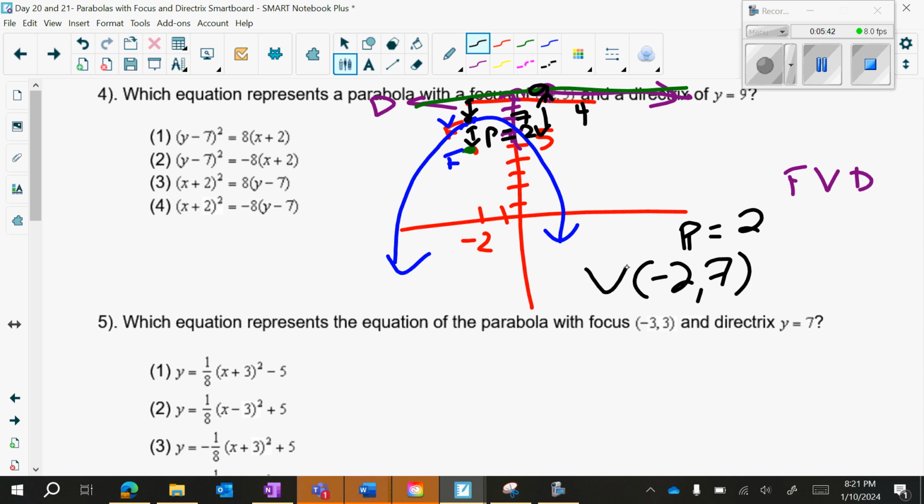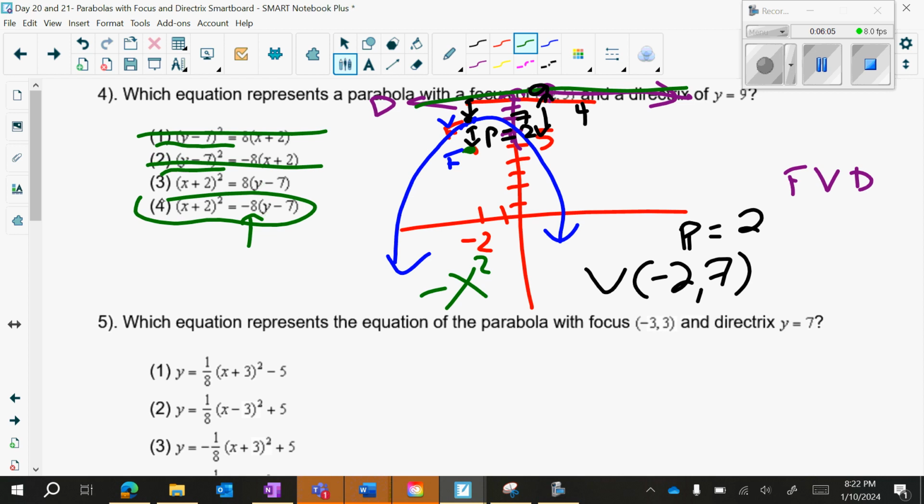Okay, now is it x squared or y squared? x is squared, but it's going down, so it's going to be negative x squared because it's opening downward. Look at choice 1. You see how it says y squared? These are out because y is squared. And do you see how the only one with a negative is choice 4? So it has to be choice 4.